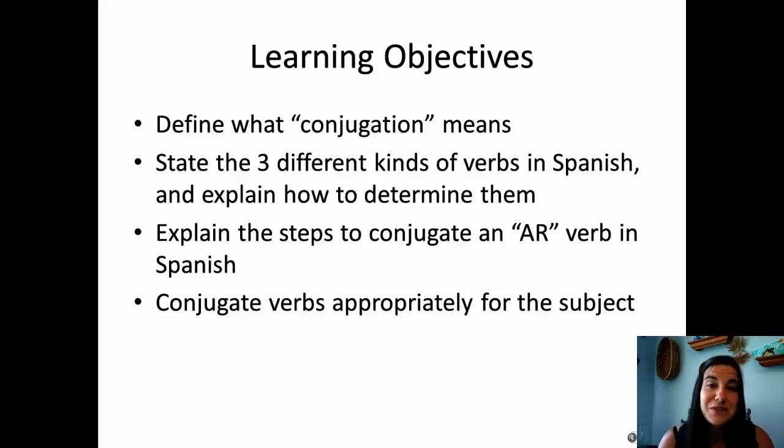The learning objectives for this lesson are that you are able to define what conjugation means, state the 3 different kinds of verbs in Spanish and how to determine which kind they are, explain the steps on how to conjugate an AR verb, and conjugate verbs appropriately for this subject. Here we go.